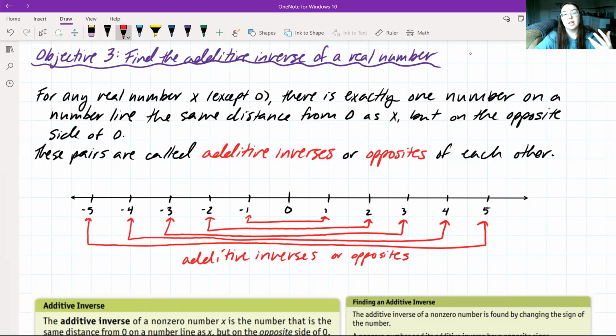And this can be for any real number and not just our whole numbers or integers. This could also be to say if we started making points at, let's say, -1/2 and +1/2. These are also additive inverses. So this is going to be for all of our real numbers.